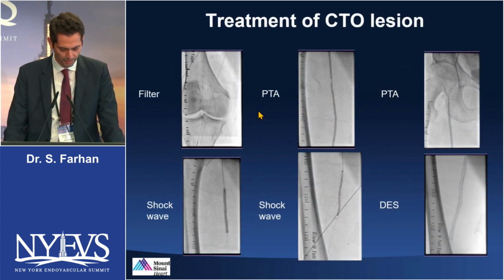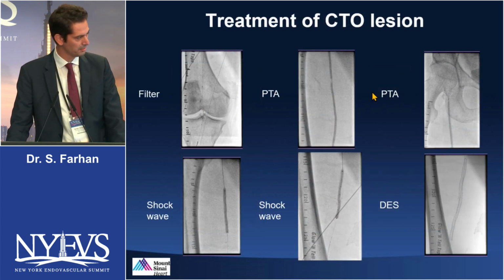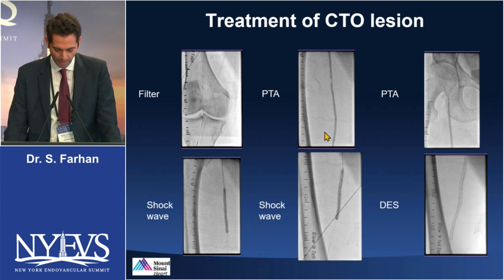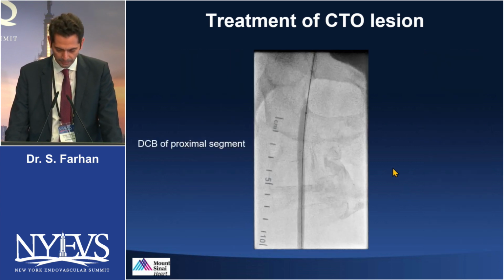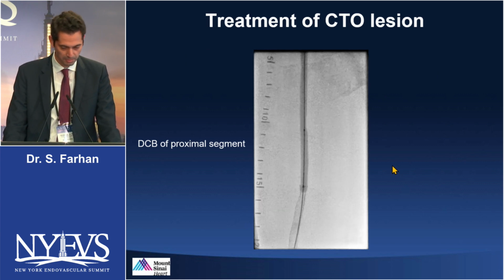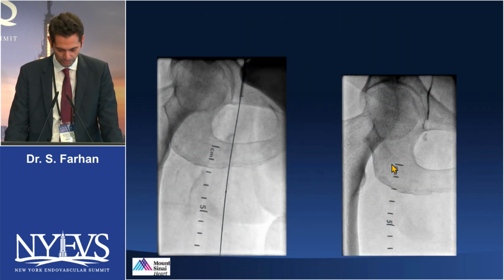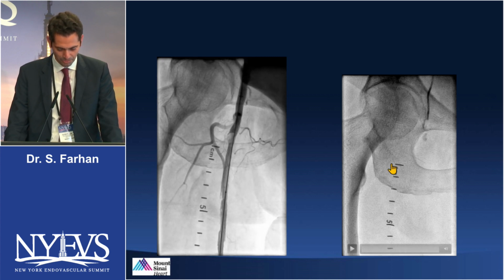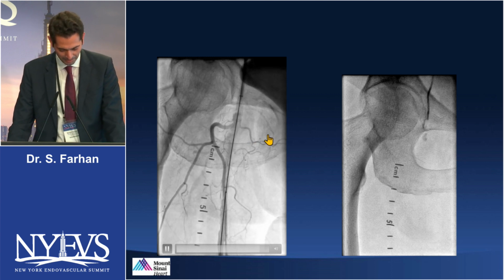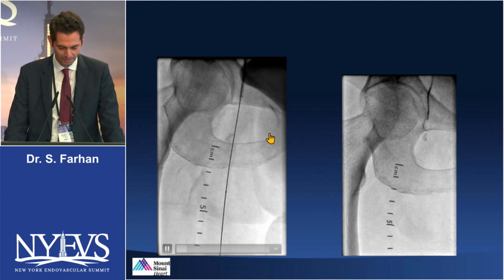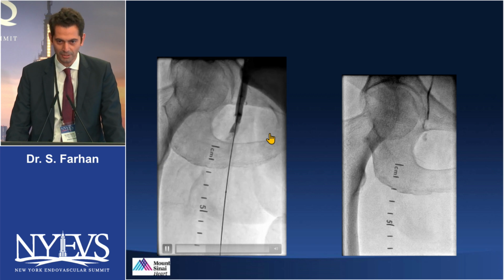He deploys a filter, does a PTA with undersized balloons, the entire SFA segment up to the proximal part. He does a shockwave, and then he implants a stent in the distal segment. He does a DCB for the proximal part, and he takes a picture, and then he finds an occlusion of the profunda. And here is where the situation becomes a little bit heated: call this, call that, vascular surgery, call.